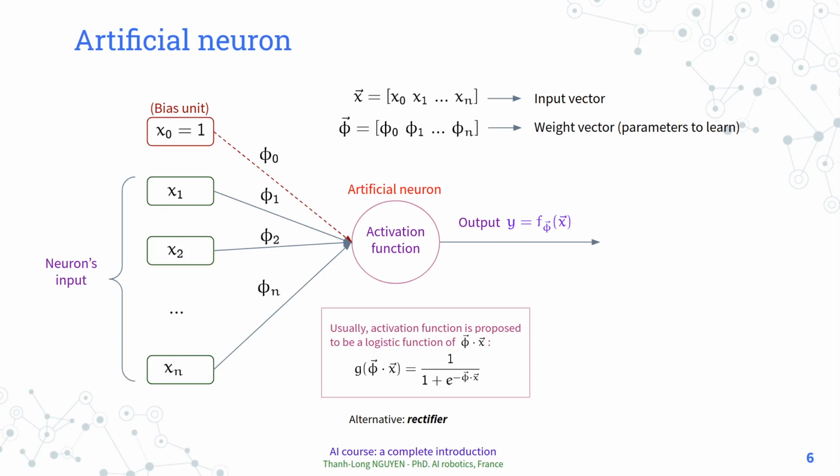Just to remind you what a logistic function is, let's look at the graph of the function g of z equals 1 over 1 plus e to the minus z. It has a sigmoid curve, is bounded between 0 and 1, with the middle point at 0.5 when z equals 0. Okay?